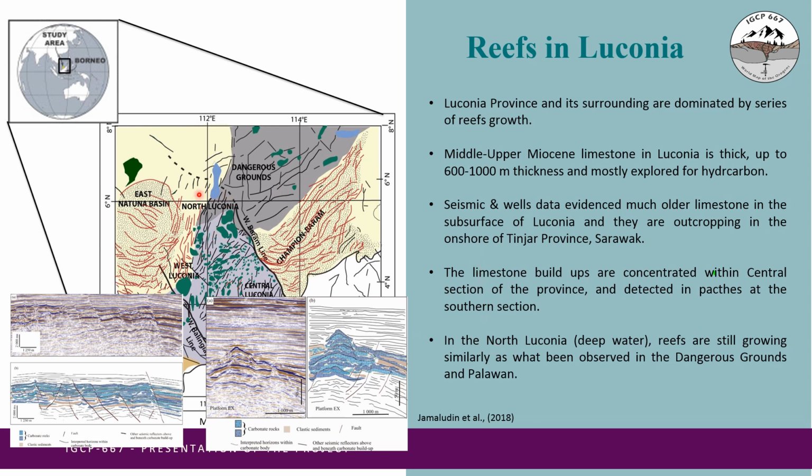while in the northern section the reefs are still growing at present day. Based on this map, we can still see this blue zone, which is the present day carbonate reef, and this is also near to Dangerous Ground. So Luconia and Dangerous Ground are a continental block that drifted from the South China block.